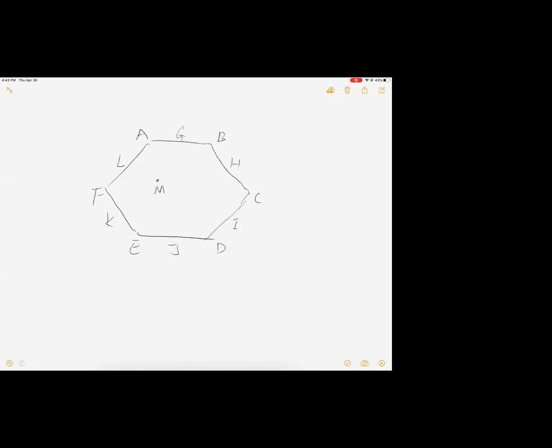AGML is 41, and DJMI is 53. And then the other one is EKMJ. EKMJ is 67. And I'm asking what's the area of BHMG? BHMG. I'm asking for this area.